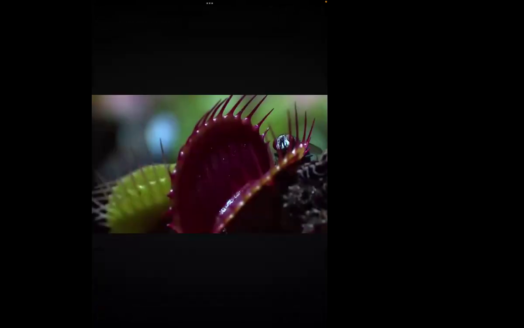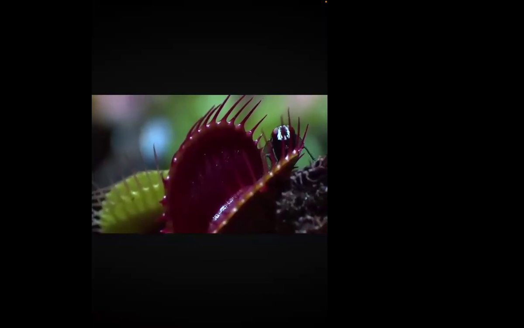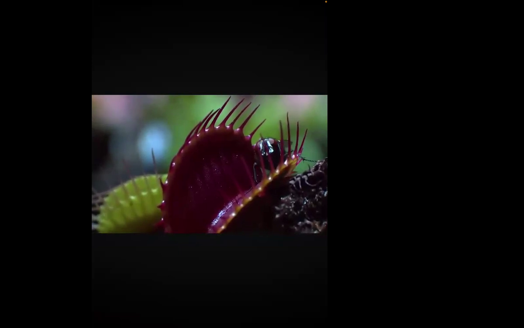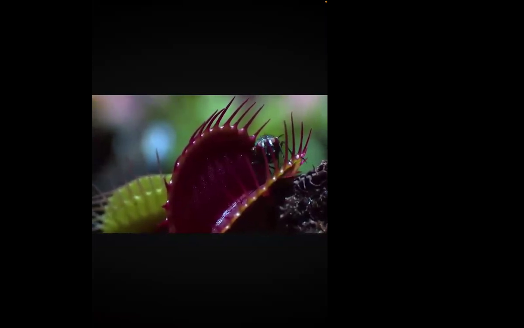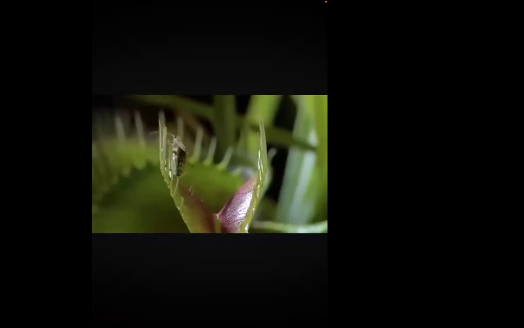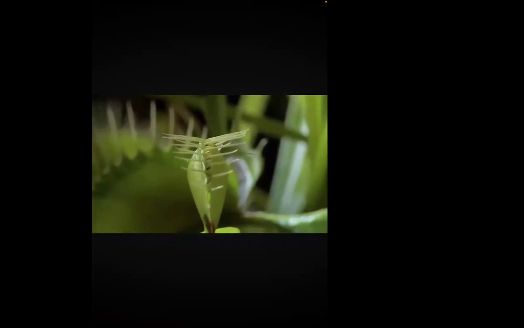When these hairs are bent, ion channels at the base of the hairs open. This generates an electrochemical signal, which then changes cells in the midrib and allows the lobes, which are held under tension, to snap shut. It is truly as if we are watching the subtle gears tick of nature's exquisite clock.